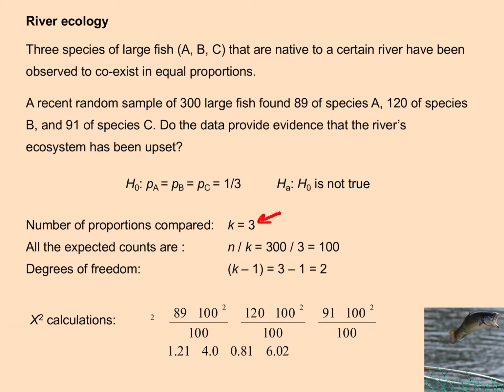All of the expected counts are going to be our sample size n divided by k. So 300 divided by 3, so 100. You would expect, if these three species really are present in equal proportions and you have a sample of 300, you should get on average 100 of each of them. Our degrees of freedom is k minus 1. So we have three species minus 1, so 2 degrees of freedom. Okay. And our chi-square calculation, let me fill this in again, chi-square equals the sum.